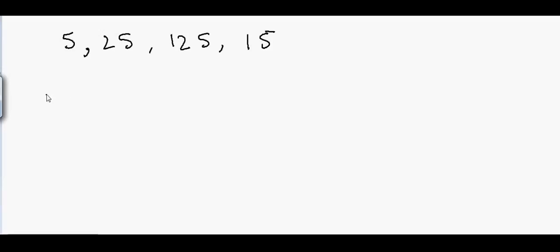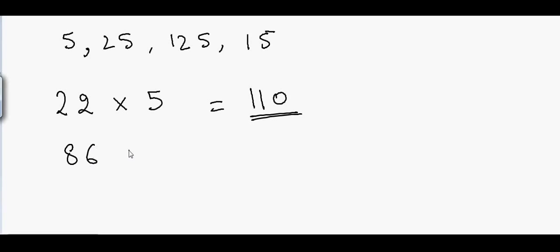So let's do the first, multiply by 5. In case of 5, suppose I have a number 22 and I want to multiply it by 5. All I have to do is divide 22 by 2, that will be 11, and then put a 0 in the end. So that will be my answer. Again, let's say I have 86 and I want to multiply it by 5. All I will do is 86 divided by 2, that is equal to 43, and then put 0 in the end, so that will be 430.